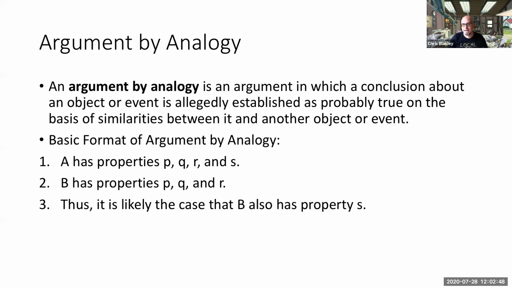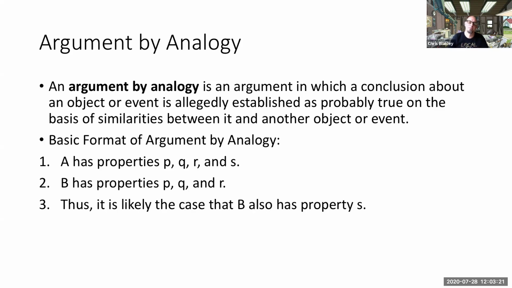We have argument by analogy. So analogies are where comparisons are made between 2 events or 2 things. And an argument by analogy is where we try to prove some other statement true on the basis of a comparison or an analogy, right? So here's the basic format of an argument by analogy. We have event or object A, and it has properties P, Q, R, and S. 2, event or object B has properties P, Q, and R. Thus, it's likely that B also has property S.